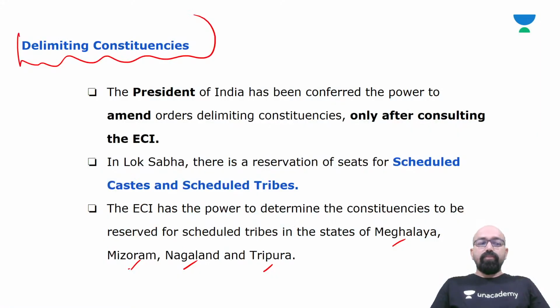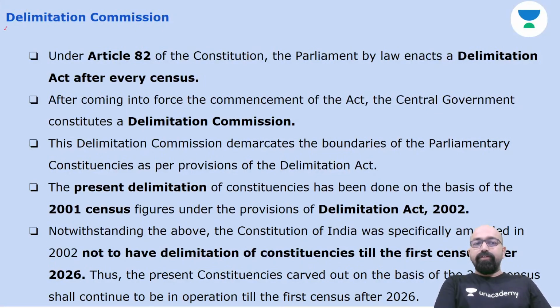So friends, with delimiting constituencies covered, now we'll discuss the Delimitation Commission. Under Article 82 of the Constitution, Parliament by law enacts a Delimitation Act after every census. After the commencement of the Act, the central government constitutes a Delimitation Commission. This Delimitation Commission demarcates the boundaries of the parliamentary constituencies as per the provisions of the Delimitation Act.